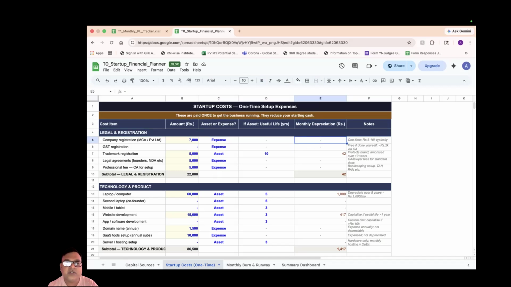Okay, so some assumptions also we have taken here. So let's see. The first section under the cost item is the legal registration. Why are legal registrations important? Because you want to give an identity to your venture. You want to protect the venture, right? You want it to be recognized as unique.